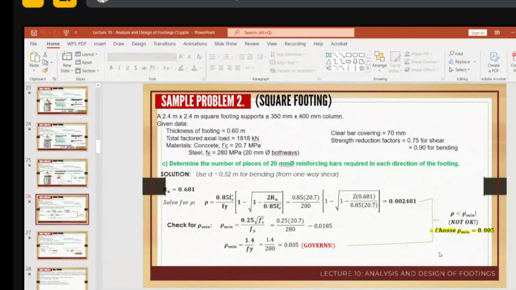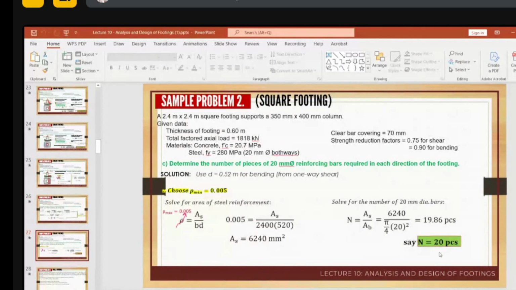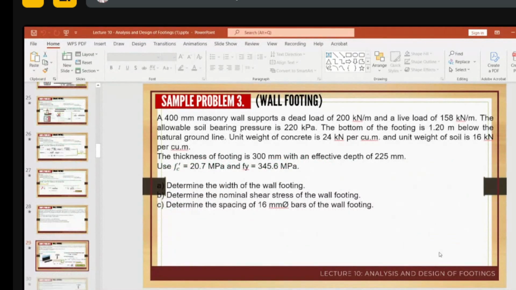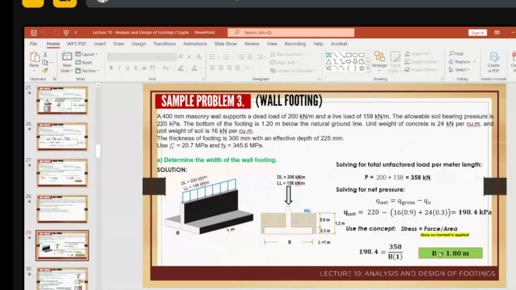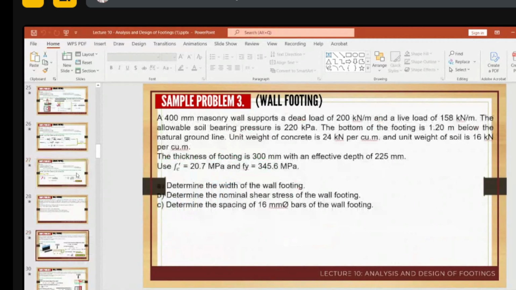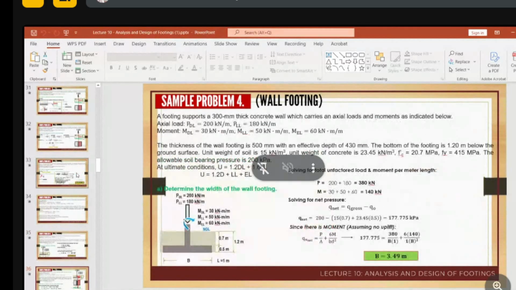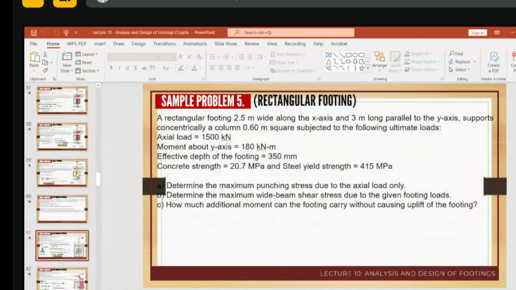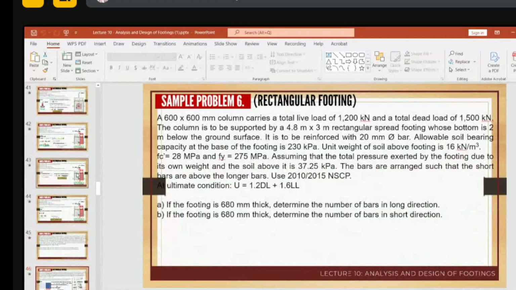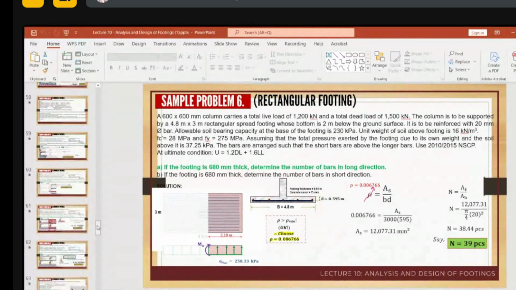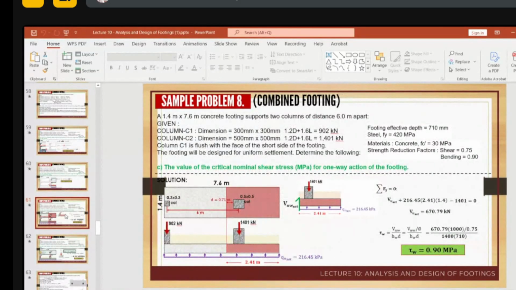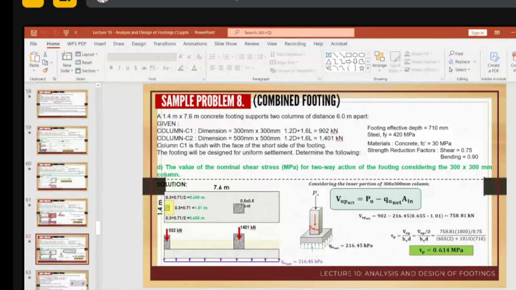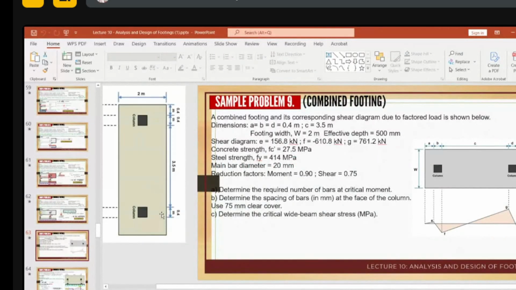In the design of reinforced concrete, rho max is 0.75 of rho balance. Okay, so I think we will just end the footing analysis here. There are different footings, such as straps. You have to take note of all these different types, like combined footing.